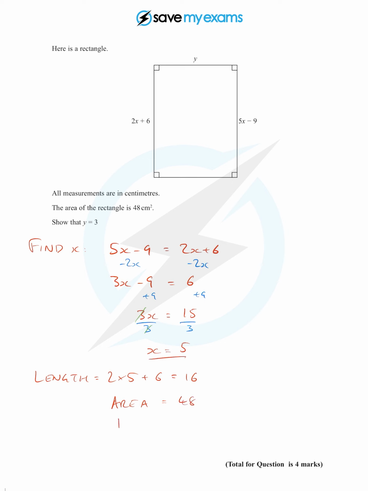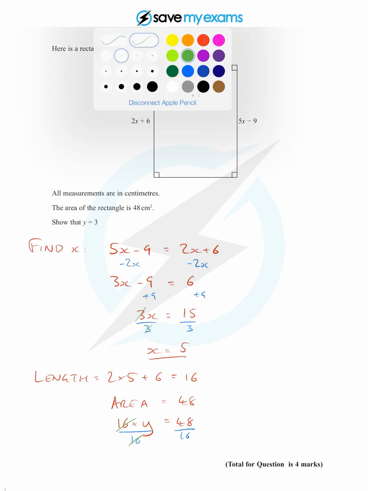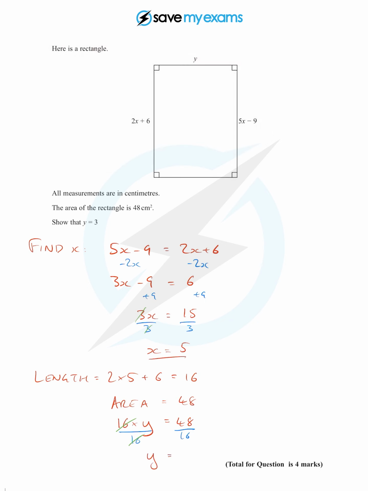And so 16 times y, because that is the length times the width, must equal 48. And we divide both sides by 16. And they tell us, we don't even need to calculate it, that y is equal to 3. And 48 over 16, do check it, is 3. And there we go.